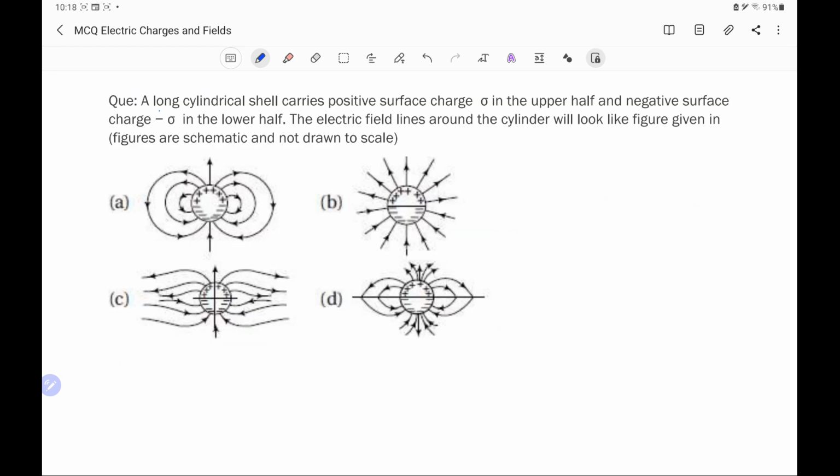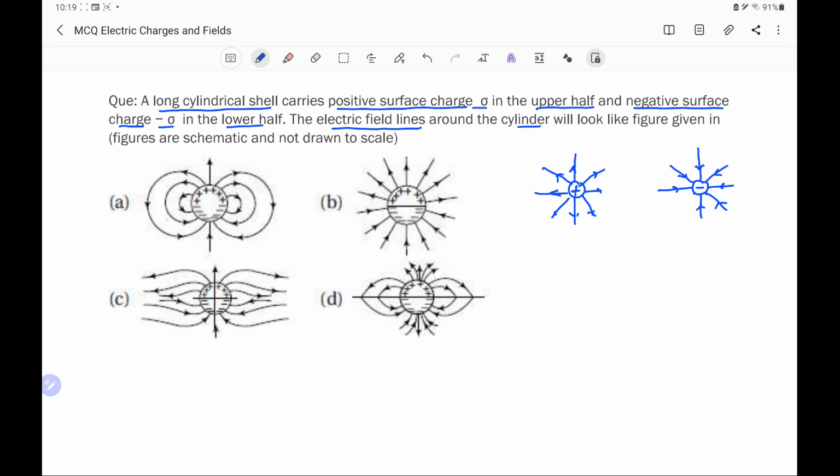Next question is, a long cylindrical shell carries the positive surface charge sigma in the upper half and negative surface charge minus sigma in the lower half. The electric field lines around the cylinder will look like. From the property of the electric field lines, we know that the electric field lines originate from the positive charge and these field lines are shown for the isolated positive charge. Similarly, for isolated negative charge, field lines are terminated at the negative as shown in the figure.